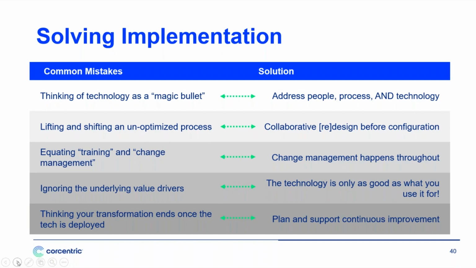And this slide illustrates some of the ways to prevent later stage scoping when you're beginning an implementation or thinking about buying a tool. So, the first mistake, thinking of technology as the magic bullet, right? Technology is there to help solve a problem, but it's not the only thing that's going to solve a problem. Think about people, think about process, and think about technology. They all go hand in hand.